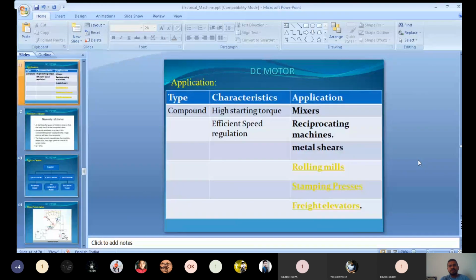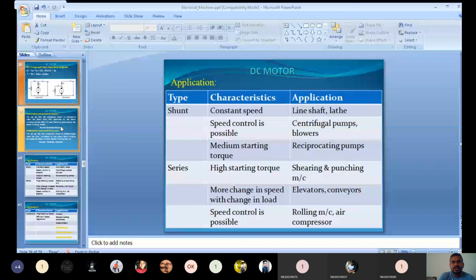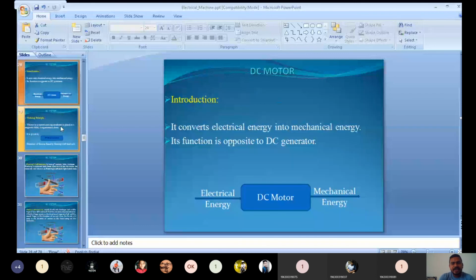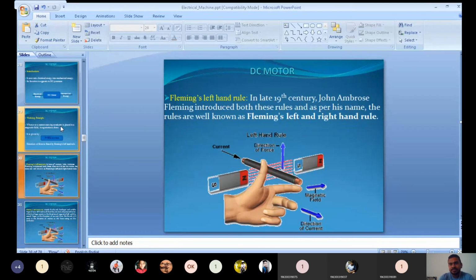Okay, so today we discussed the working principle of DC motor. Okay, what is DC motor? It converts electrical energy into mechanical energy. It is opposite to DC generator. Working principle: whenever a current carrying conductor is placed in a magnetic field, it experiences a force. Force is equal to BIL Newton and the direction of force is found by Fleming's left hand rule.